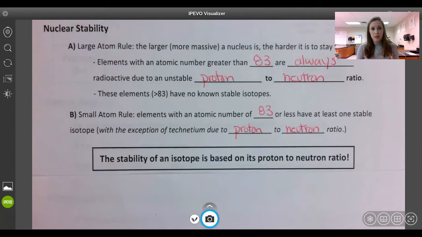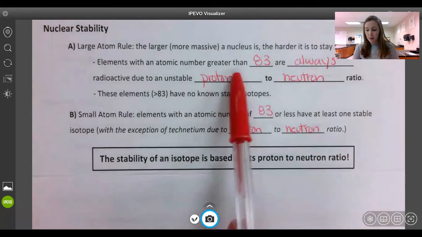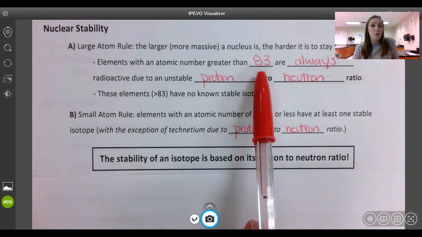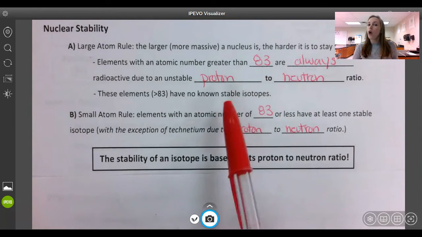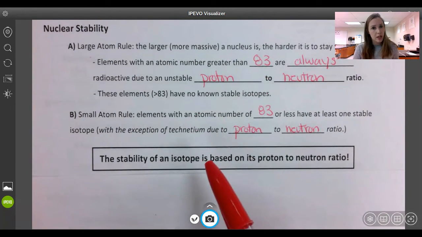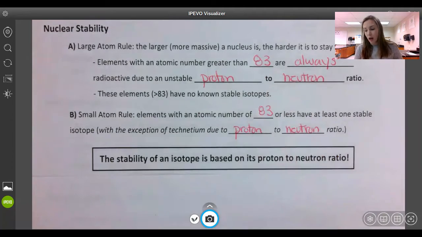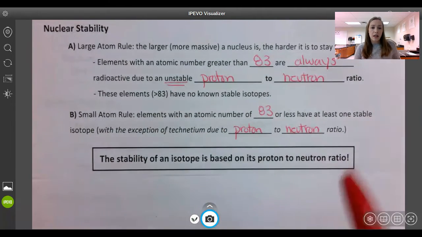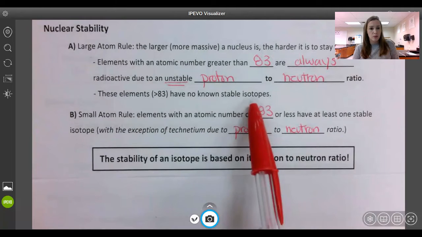So what scientists have found is that elements with an atomic number greater than 83, so it has more than 83 protons, are always going to be radioactive, every single isotope of it. And that's due to an unstable proton to neutron ratio. So these elements have no known stable isotopes.